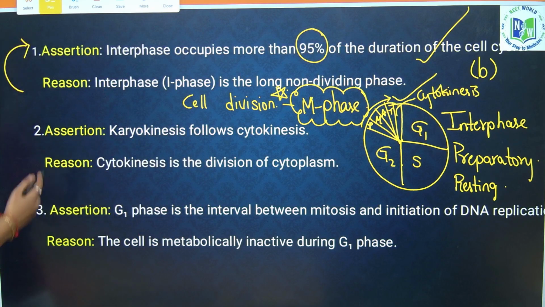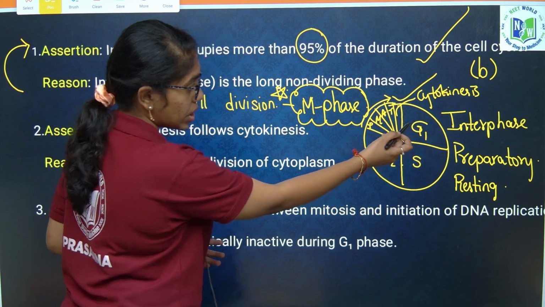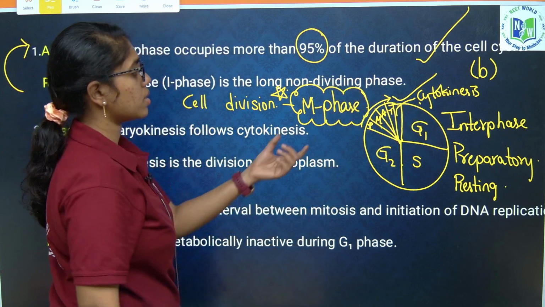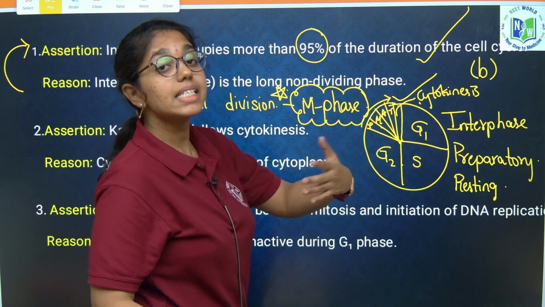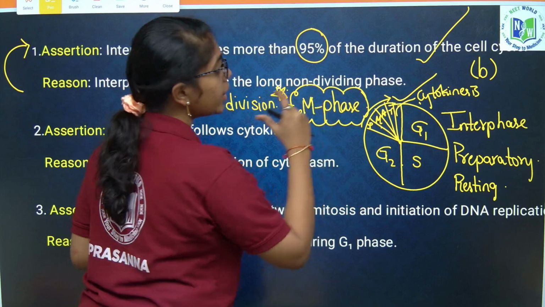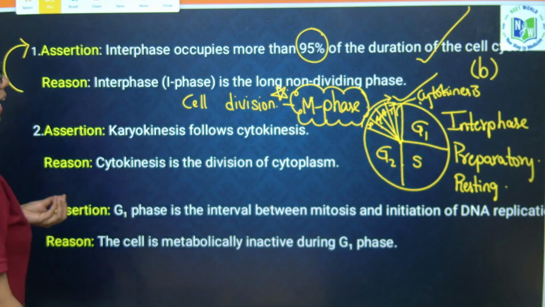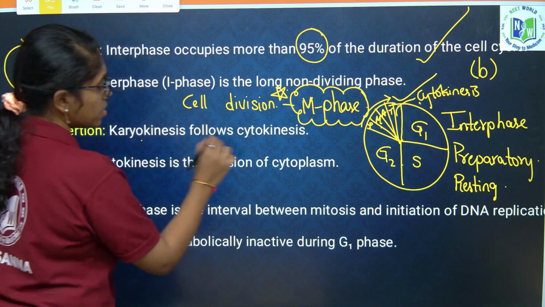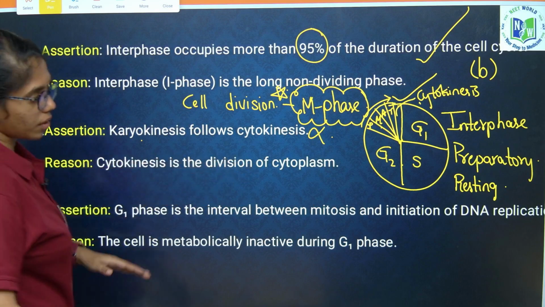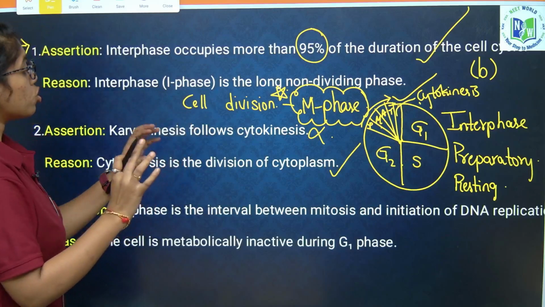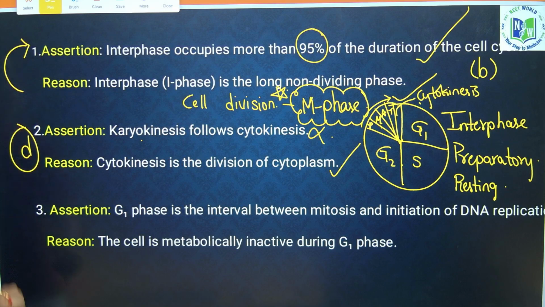Okay. Assertion: Karyokinesis follows cytokinesis. No. Here only you can see, right? Cytokinesis is following karyokinesis. M phase is divided into 2 phases. In one phase nuclear division happens, in the other phase cytoplasmic division happens. Once the nuclear division is done, then only cytoplasmic division takes place. Here cytokinesis follows karyokinesis. Karyokinesis is not following cytokinesis. The assertion is wrong. Cytokinesis is division of cytoplasm. The reason statement is true. So when the assertion is wrong and the reason is true, our option will be D. Okay.